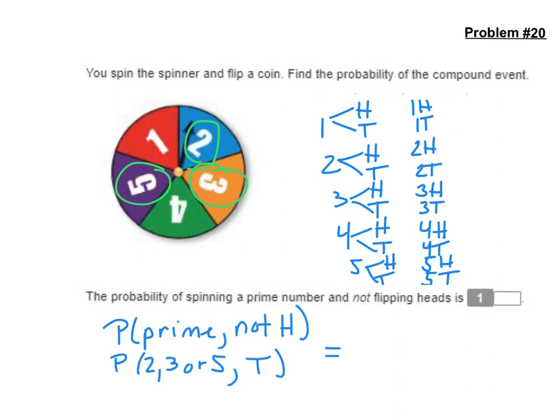So we're looking now for all the outcomes that are prime and not heads, which means we're looking for 2, 3, or 5 to come out on the spinner and tails. So the ones that are 2, 3, and 5 on the spinner and tails, we've got 1, 2, 3 possible outcomes out of a total of 10. And we can't simplify that, so we're going to leave the answer as 3 out of 10 outcomes.